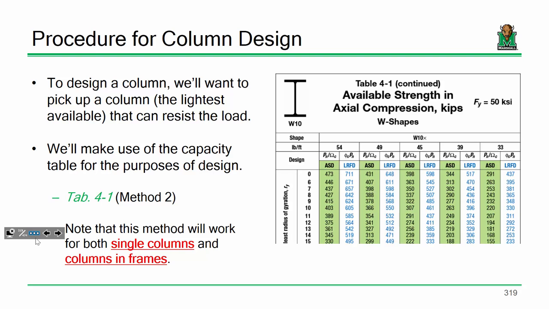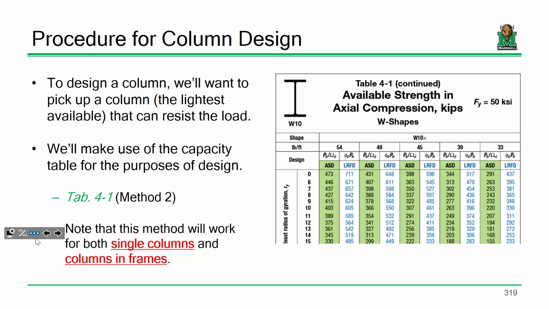Okay, so what we're going to do is this. Remember this table 4.1, that available strength in axial compression? That is going to be our primary design aid. So first off, if you haven't tabbed table 4.1, I would do so. Table 4.1 is one of the most important tables in the manual, period. So regardless of this class, I would have that tab accordingly. Table 4.1 is what we're going to use to help select columns.